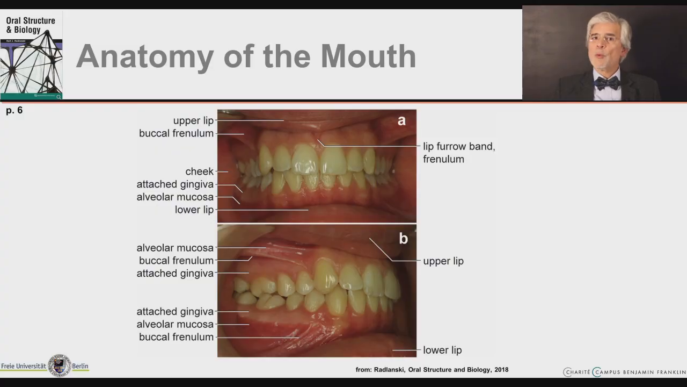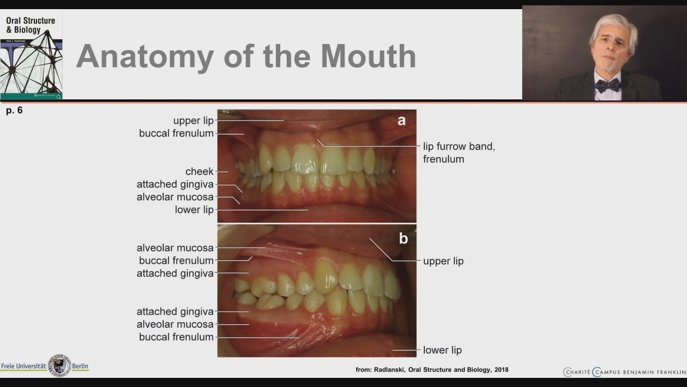Here is an intraoral photograph of the mouth. We see the upper lip with the frenulum in the middle, which is made out of fibrous connective tissue, and there are several more of these towards the cheek, and then they are called the frenulum of the cheek. Or other names are lip furrow band and cheek furrow band. As further structures, we can see the cheek itself and of course the teeth, which are not labeled.